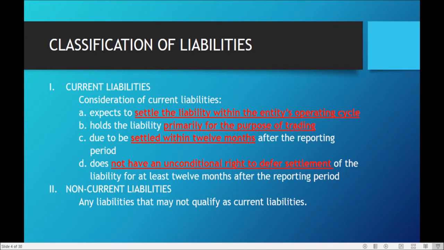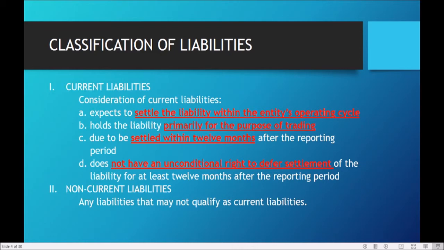Okay? Letter D. Does not have an unconditional right to defer settlement. Wala pong unconditional right to defer settlement. Ibig sabihin, you who has the obligation, you don't have the right to put an unconditional right to defer the settlement. Yung pagpapaliban ng pagbayad, you don't have that.